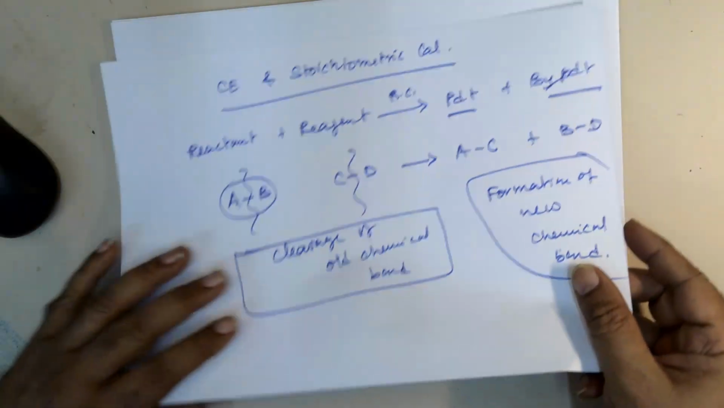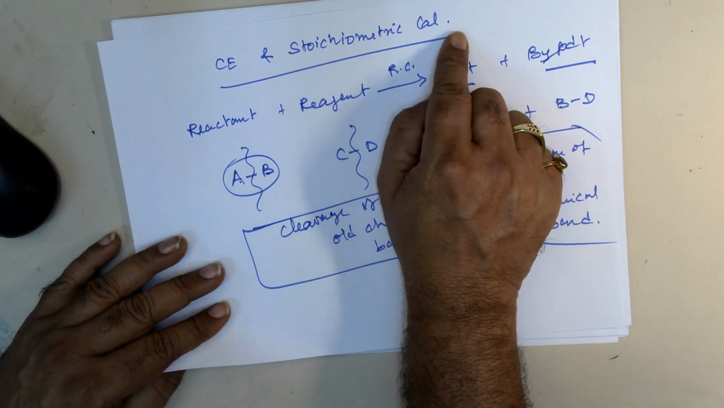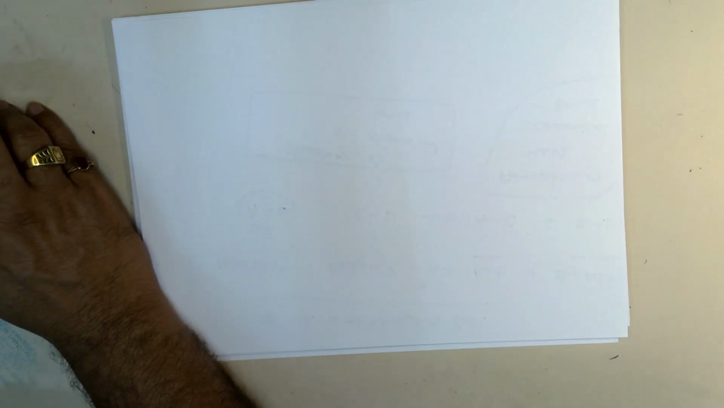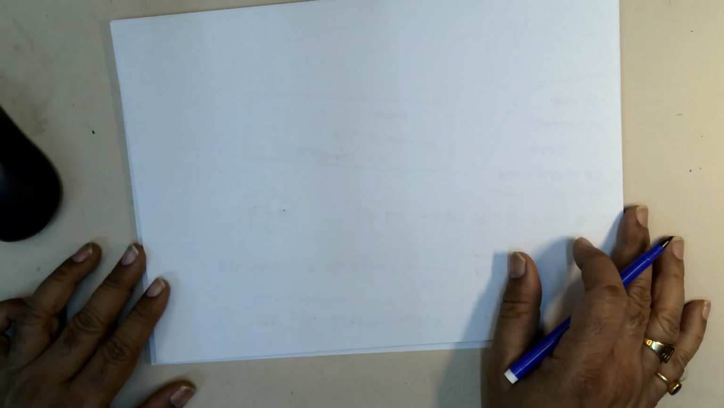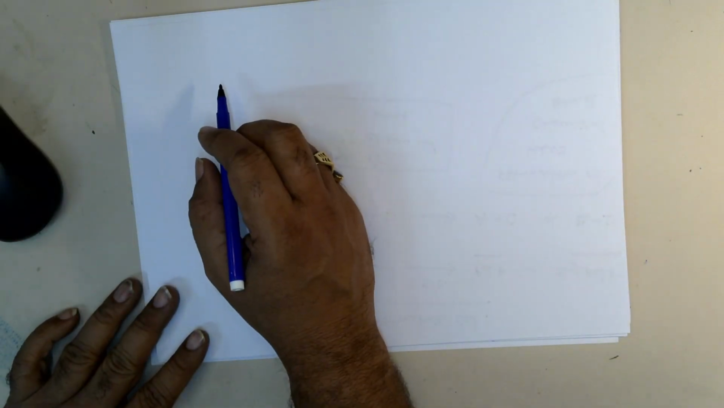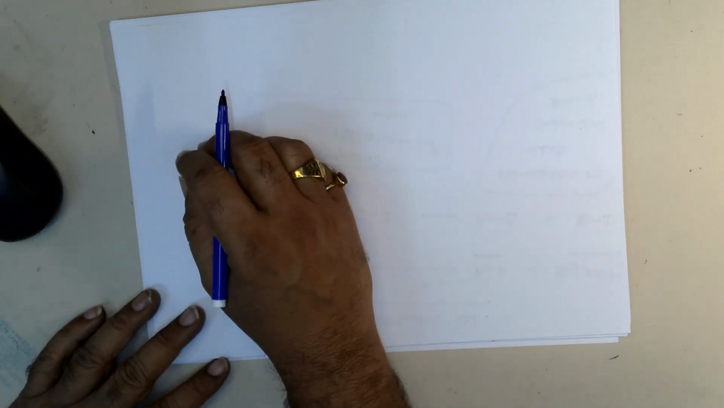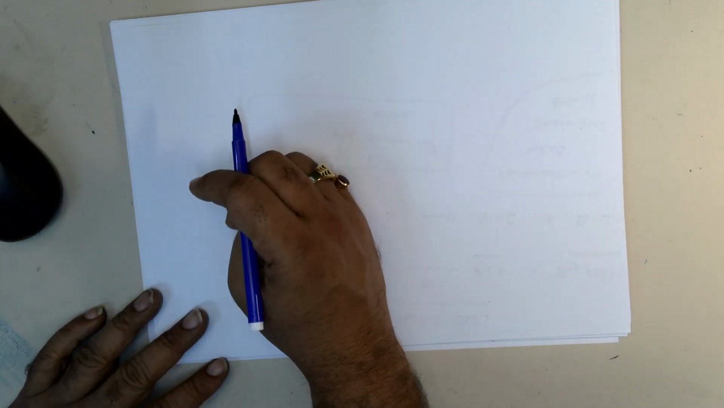But our idea of dealing with the chemical reaction here is to analyze it stoichiometrically. So we need to do some calculations based on stoichiometry. What is this stoichiometry? Stoichion means element. Metron means to measure. So stoichiometry deals with the calculation of masses, sometimes volume also, sometimes pressures also.